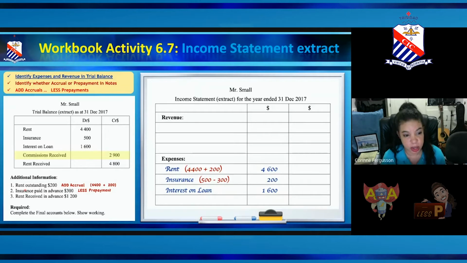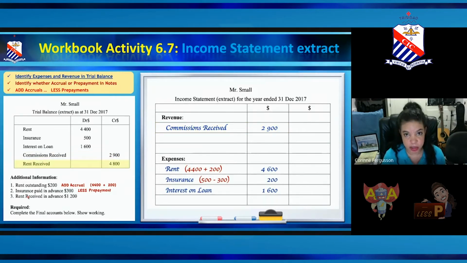Easy? Right. So we will move on to the next one, which is commissions received, which is revenue. You will go down into your notes and look for anything related to commissions received, and there is nothing. So what do you do? Once again, you still have to put it into your income statement. Since it's revenue, you will go under revenue and you will put commissions received. And since there are no adjustments, there's no working to be done, you just put exactly what is in the trial balance, which is 2,900.